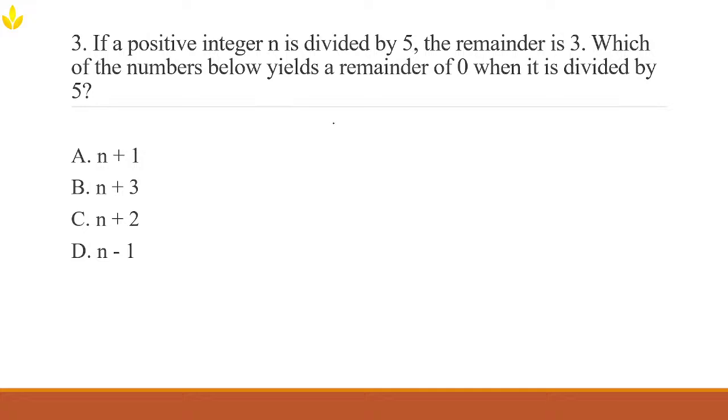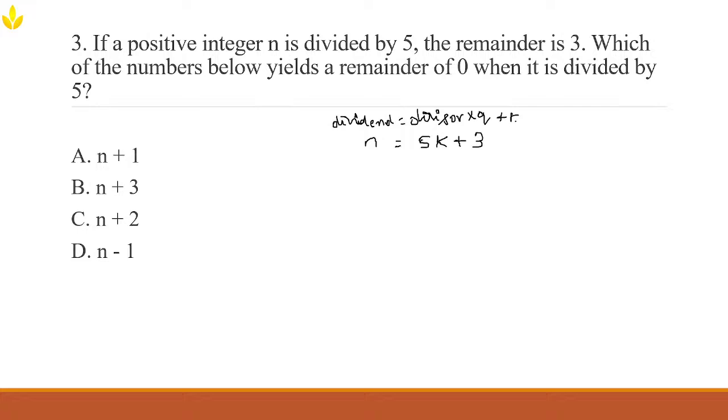We can go with the dividend is equal to the divisor into quotient plus the remainder. Here we don't know what the quotient is, but the dividend we can take as some number n. When it is divided by 5, the divisor becomes 5, and the quotient, if I keep it as k, the remainder will be 3. So the number given here is 5k plus 3 according to this expression.